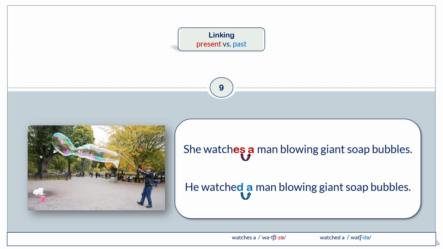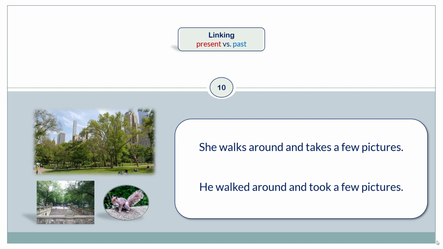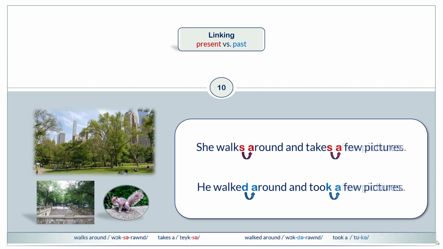She watches a man blowing giant soap bubbles. He watched a man blowing giant soap bubbles. Watches a. Watched a. She walks around and takes a few pictures. He walked around and took a few pictures. Walks around. Takes a. Walked around. Took a.